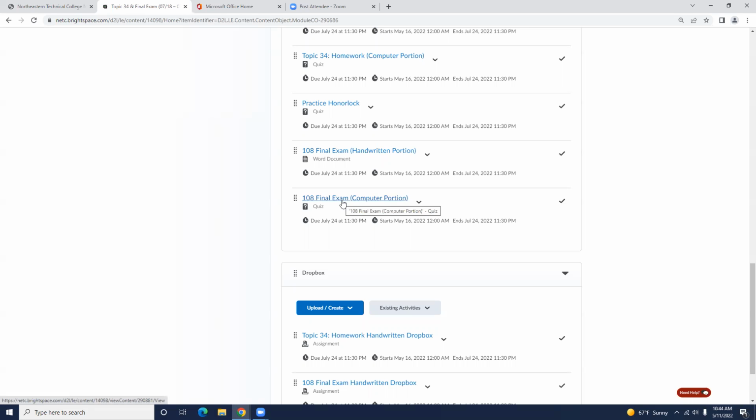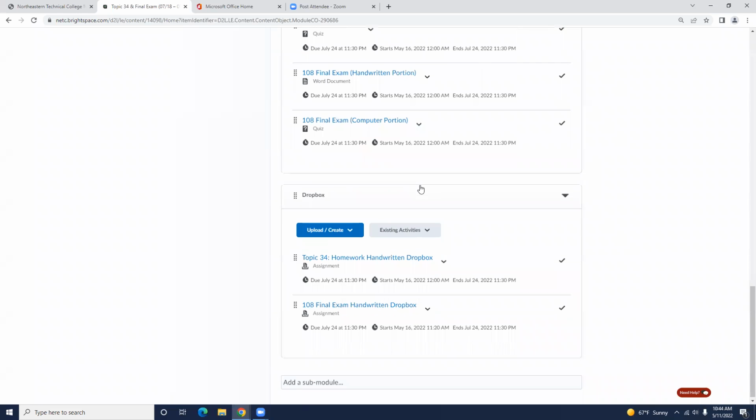Okay, it is very important that once you complete both portions, you submit the computer portion and then you have to upload the handwritten portion right away, because I grade both portions at the same time. So if you submit the computer portion but do not upload your handwritten portion at the time I'm grading your computer portion, then all the answers that you put on the handwritten portion will be counted as incorrect.